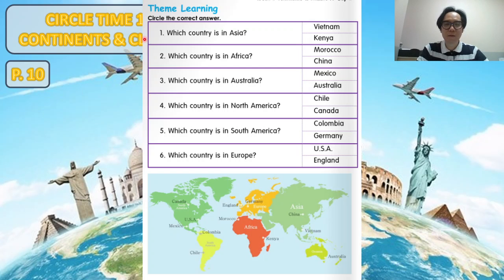So here we go. Number 1 says, which country is in Asia? And we have two choices here. We have Vietnam and Kenya. Some of you might already know the answers, but we can always look at our map.